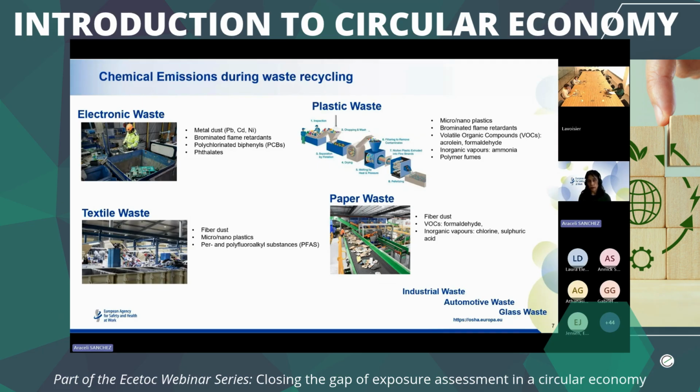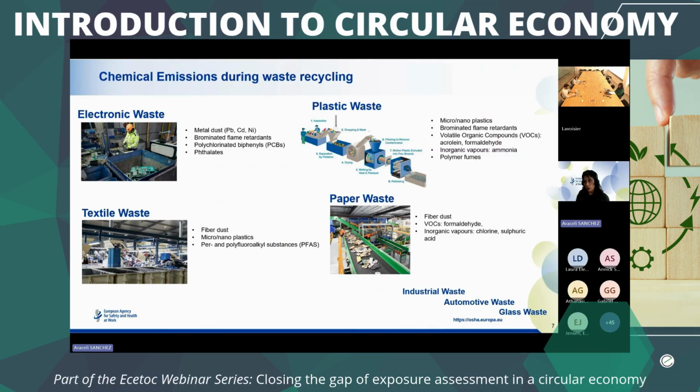Now, thanks to many studies that have been done, we know what we can find in the different waste streams. During the recycling of electronic waste, it's very frequent that the dust includes really toxic metals, like, for example, lead, cadmium, and nickel, flame retardants, or even PCBs that, although they have been banned, it is not unusual to still find in many products. But Tina's going to talk after me about a case study on the electronic waste and also on the plastic waste.